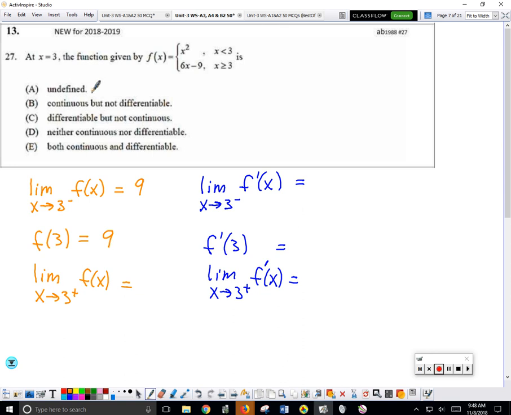That's why this is false. f of 3 is defined. This one uses the bottom formula. I get 9 again, so the function is definitely continuous at x equal 3.